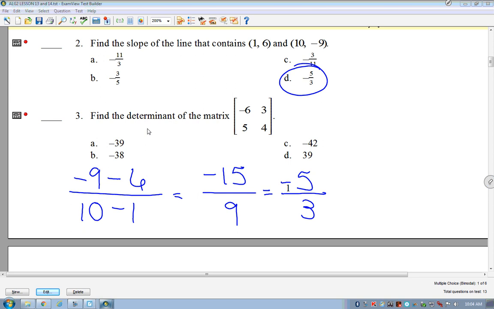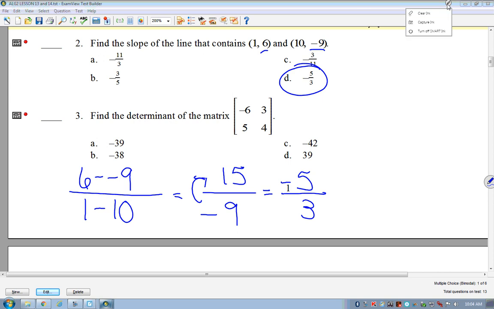Now just so that you know that I'm making my point clear enough, if I did this the other way around, where I did 6 minus negative 9 and 1 minus 10. What is 6 minus negative 9? Positive 15. What is 1 minus 10? Negative 9, but where does the negative go in a fraction? Goes up. Do I end up with the same answer? Just wanted you to be able to see that.